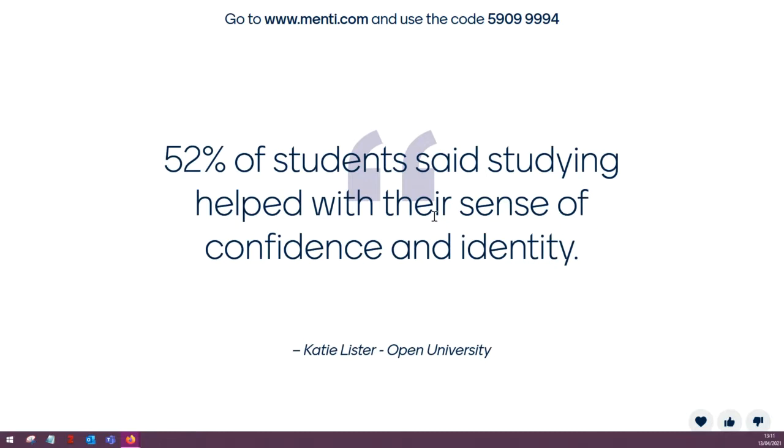It's a quote from some work that Kate Lister has done at the Open University. 52% of students said studying helped with their sense of confidence and identity. Now that's just studying, that is just the very nature of being a student. Imagine how confidence and identity would be boosted if a deliberate part of your curriculum was creating something that allowed students to be comfortable in their own identity and gave them the confidence to be who they were. It's accepted that studying is good for a student and good for confidence and well-being, but there is so much more that we could do.